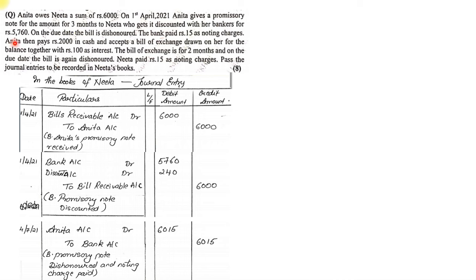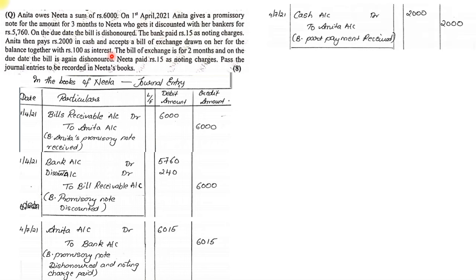Now it says that Anita then pays rupees 4,000, sorry, 2,000 in cash. She's making a part payment. Debit what comes in. Cash is coming in. Credit the giver, Anita. Our next entry will be cash account debit to Anita. Same date, 4th July, 2000, being part payment received.